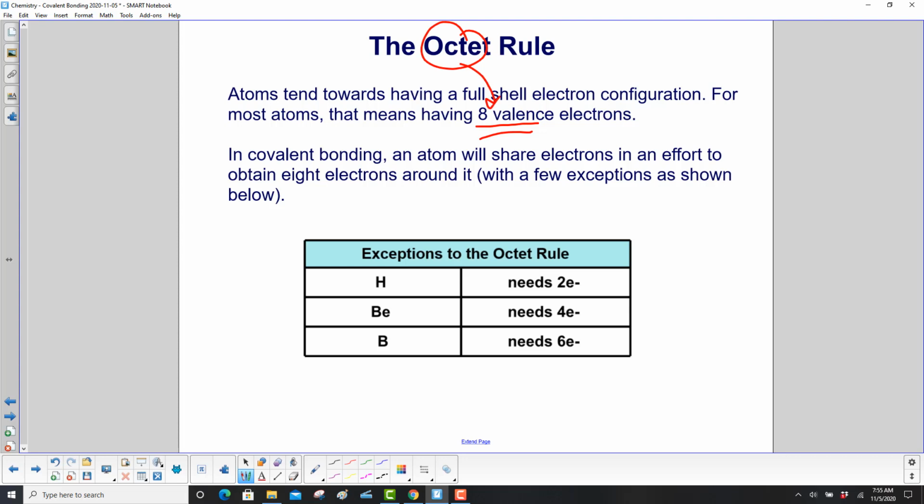In covalent bonding, an atom will share electrons in an effort to obtain 8 electrons around it, with a few exceptions as shown below. For example, hydrogen only needs 2, beryllium only needs 4 electrons, and boron only needs 6 electrons.